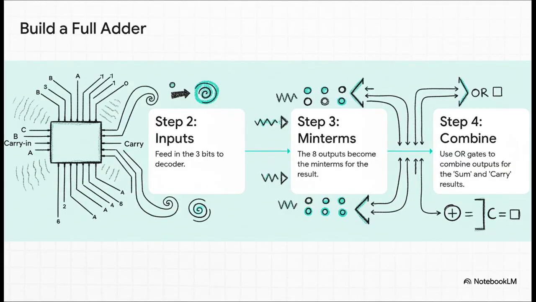This is a brilliant example of how you can build something called a full adder, which is a basic circuit for adding binary numbers using just a decoder. First, you feed the bits you want to add into the decoder's inputs. Then the decoder does its thing, and its outputs, these minterms, basically represent every possible answer. And from there, you just use a couple of simple logic gates to combine the specific outputs that give you the sum and the carry results. It's incredible. You've just turned a message unpacker into a tiny calculator.